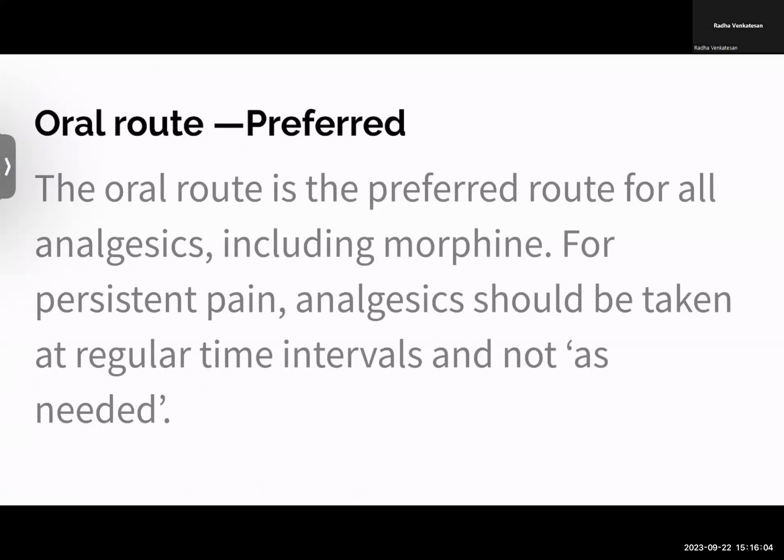Oral route is the preferred route for all analgesics, including morphine. For persistent pain, analgesics should be taken at regular time intervals and not as needed or as required. This statement only I gave so much explanation because blood level or plasma level, we call that pharmacodynamics and pharmacokinetics. Basically, this what we discussed, any drug is metabolized by the liver and excreted by the kidney. So this has an impact on the time and everything.